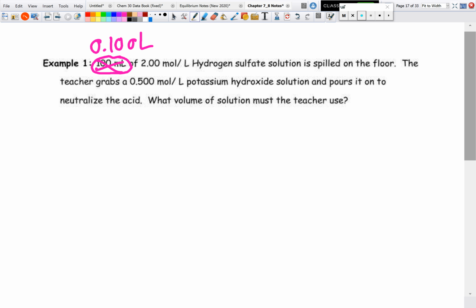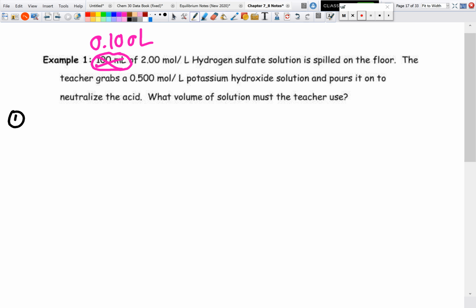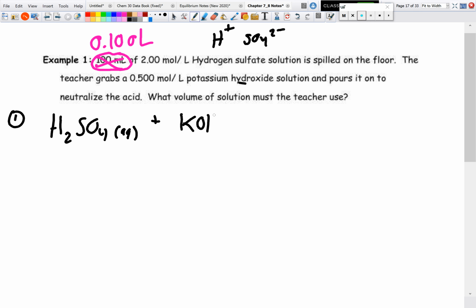So our first step, step number 1, balanced chemical equation. So we have the hydrogen sulfate solution. Now, of course, remember, hydrogen sulfate, all hydrogen containing compounds, we treat them like ionic. So sulfate is SO4 2-, hydrogen is H1+. So we do our drop and swap and we're left with H2SO4. So that is what was spilled on the floor. It is going to react with potassium hydroxide. So potassium hydroxide is KOH.